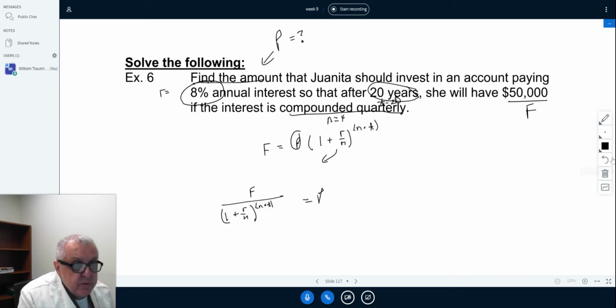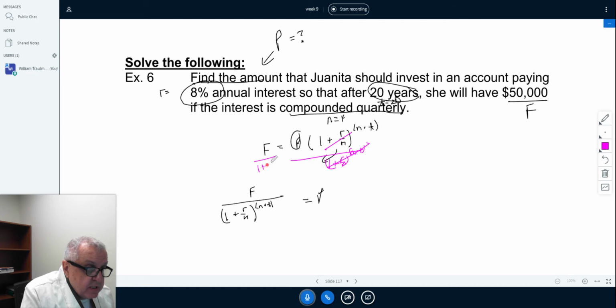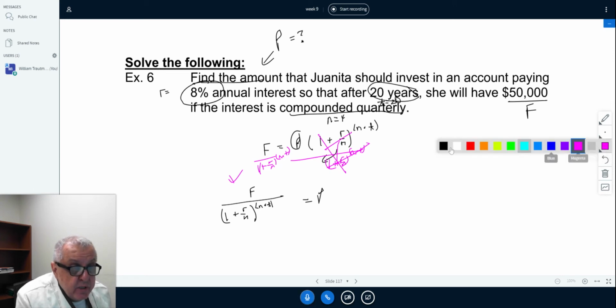That's a present value. Do you see? I just divided both sides by 1 plus R over N times T, so that cancels out. And if I divide by 1 plus R over N times T, this is what I get down here. Those cancel. Okay, so now I just need to put everything I know in here.